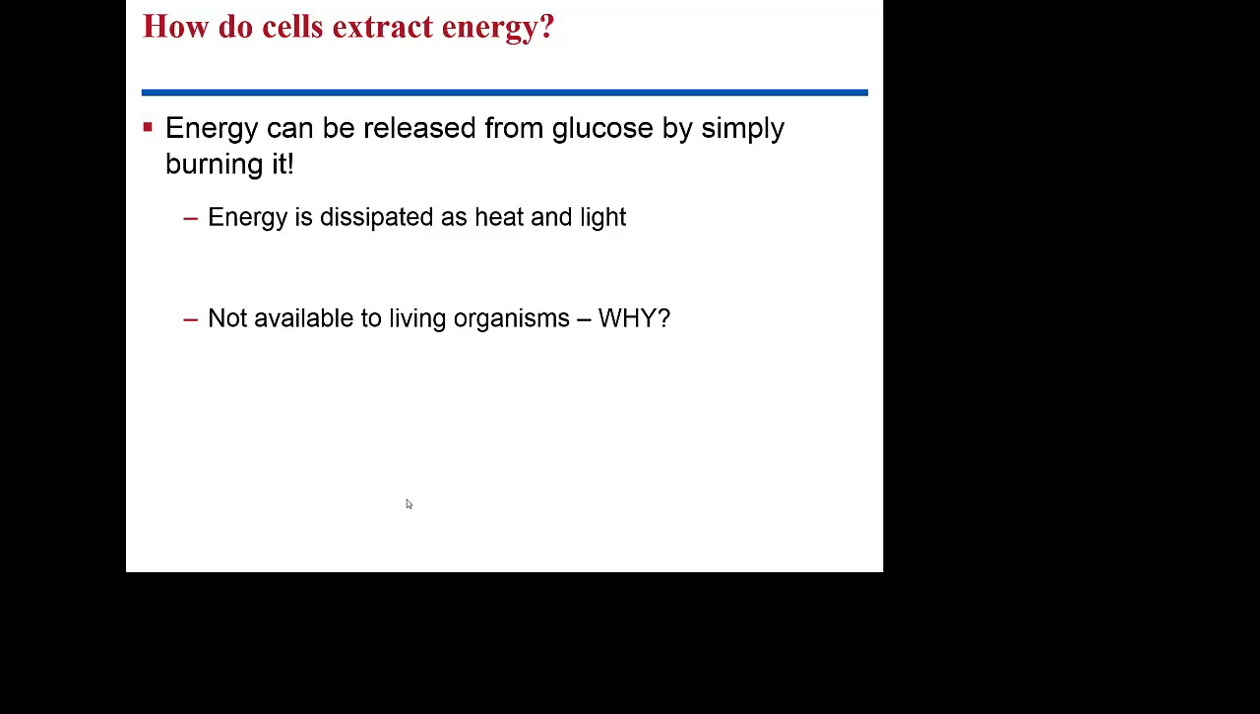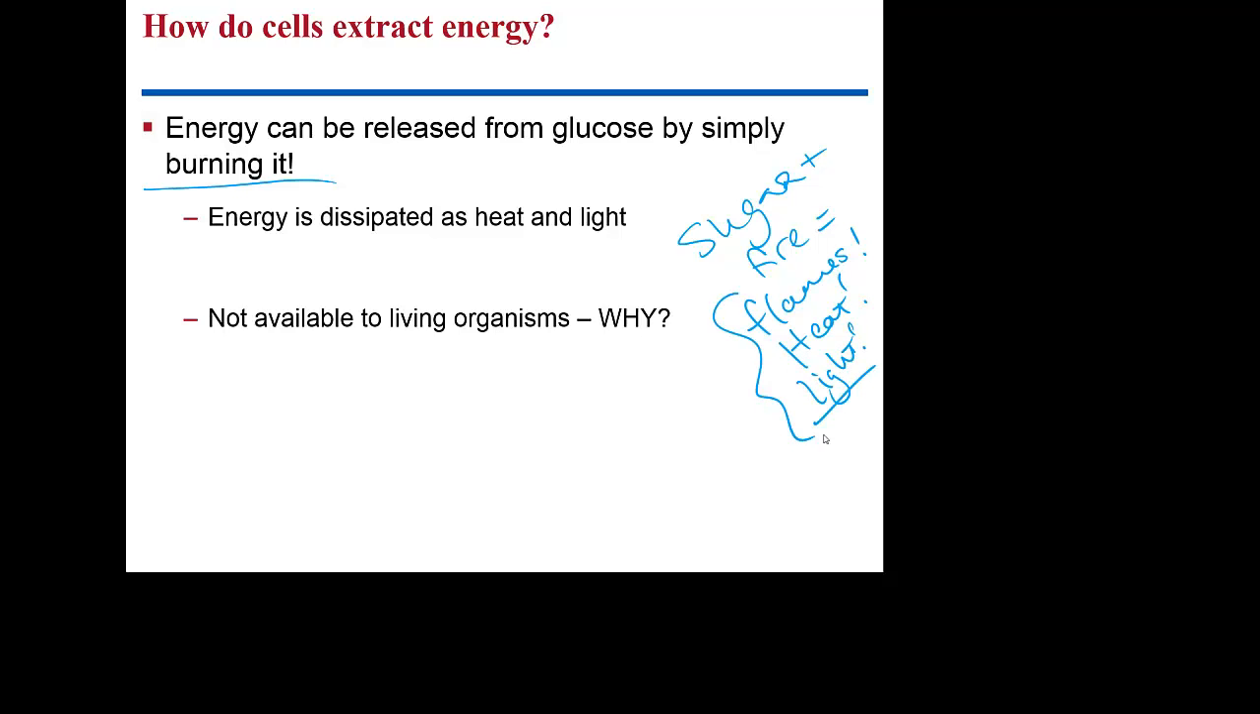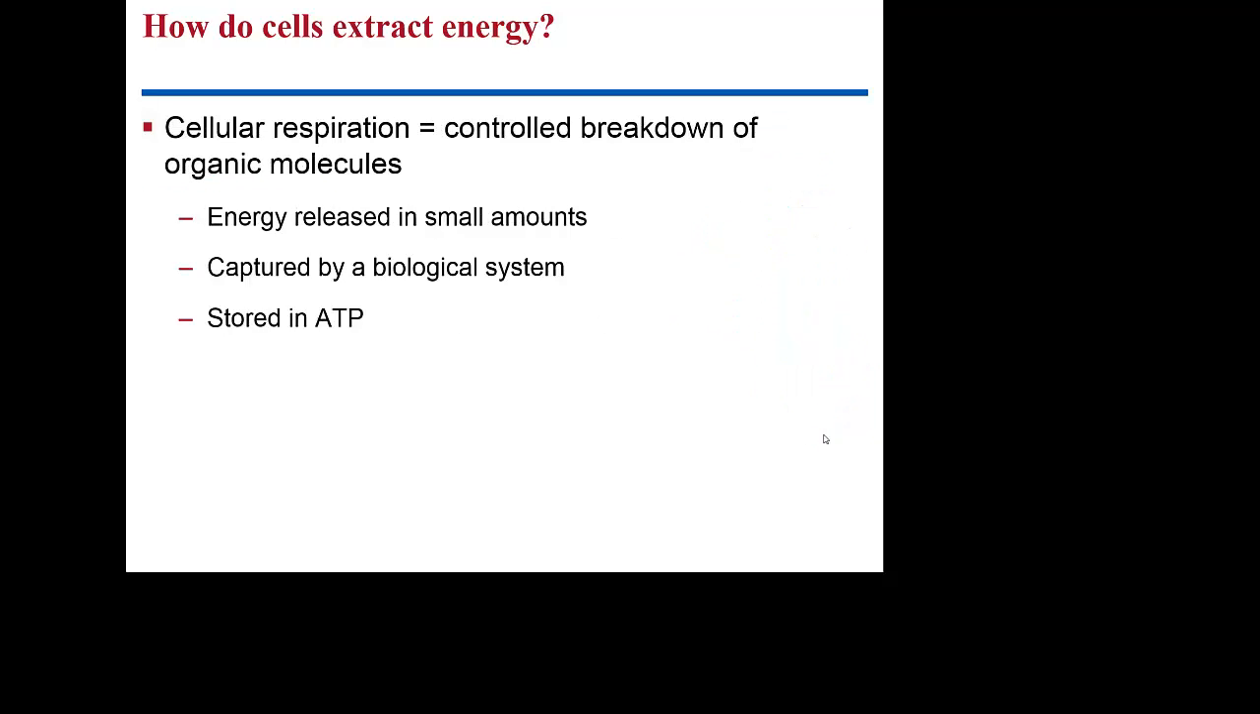Now, if you simply burn it, like we said, if you light sugar on fire, sugar plus fire equals flames, and heat and light. None of these things are potential energy for you. So we have to find a better way to do it. And the better way to do it is to break down very methodically, like we said, 1 carbon bond at a time, releasing small amounts of energy that we can hopefully capture and store as ATP, or potential cellular energy.